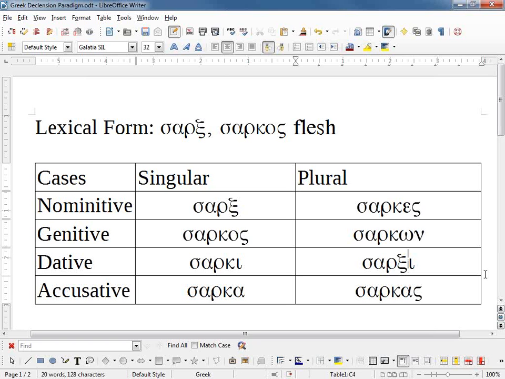Professor. Yes. So we leave the iota there as well. Yes, because that's part of the, excuse me, that is actually part of the noun ending. The sigma iota is the noun ending for the dative plural third declension. Okay, any other questions?